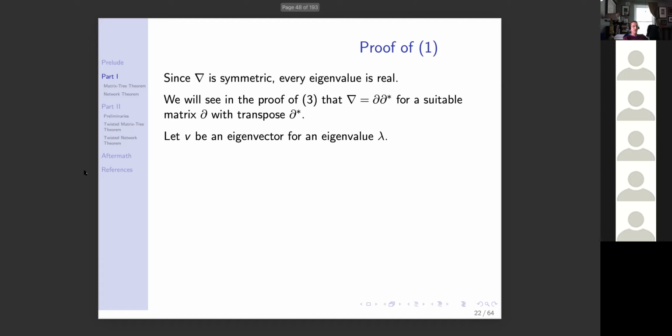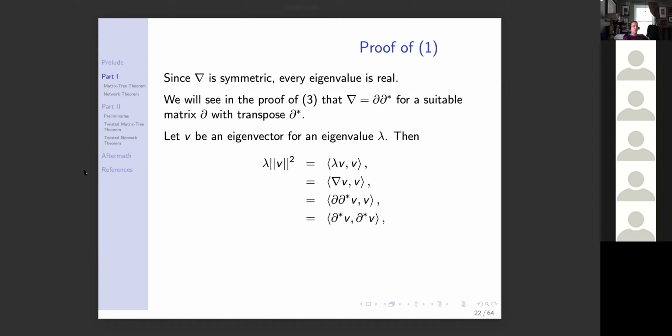So let V be an eigenvector with eigenvalue lambda. Then the inner product of lambda V with V is given by lambda times the norm of V squared, by definition. But since V is an eigenvector with eigenvalue lambda, that's the same as the inner product of the Laplacian applied to V with V, which by what I prove in 3 below is the inner product of boundary star of V with boundary star of V.